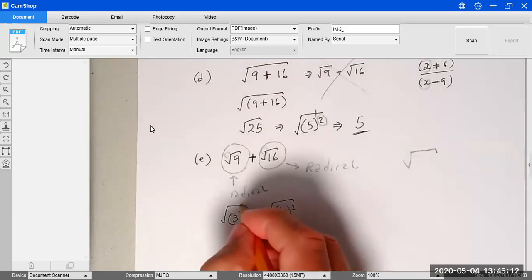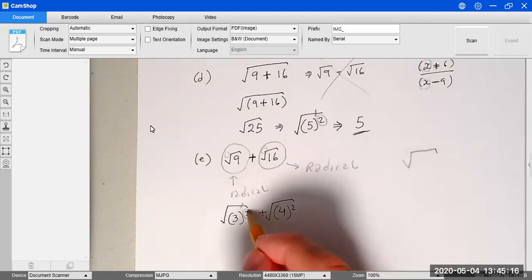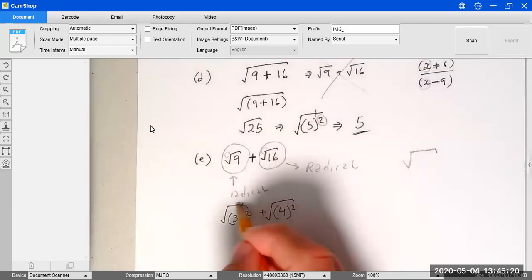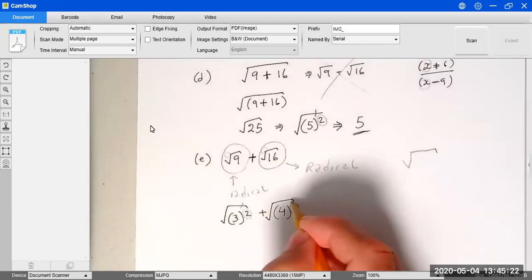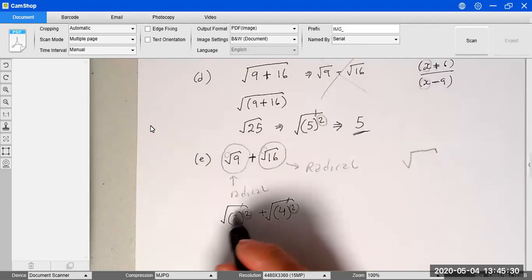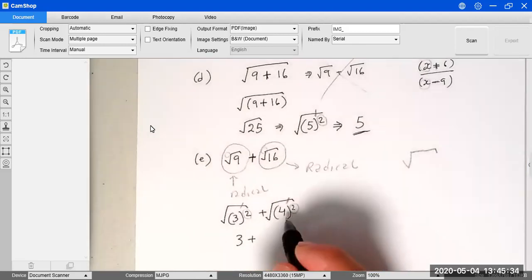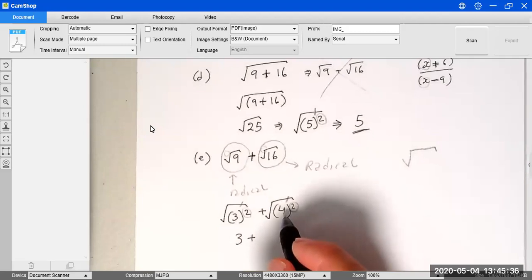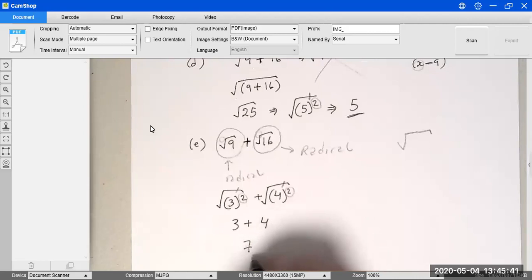In this case, you can cancel this and this. Remember, you need an exponent 2 to cancel this radical. You need this exponent here to be able to cancel this radical. At the end, you write what is left. What is left from the first part is just the number 3, then my plus, and what is left from the last part is 4. So you get 7 as the final answer.